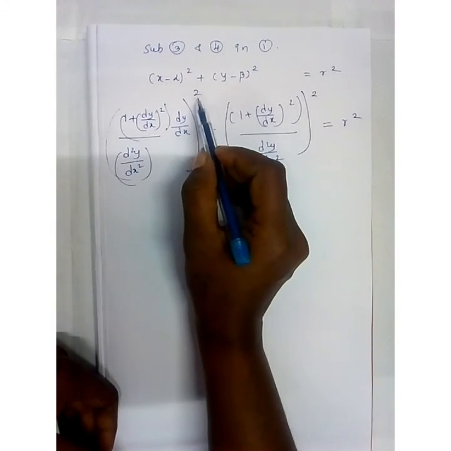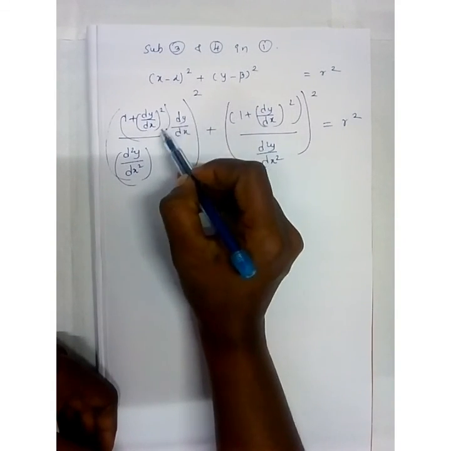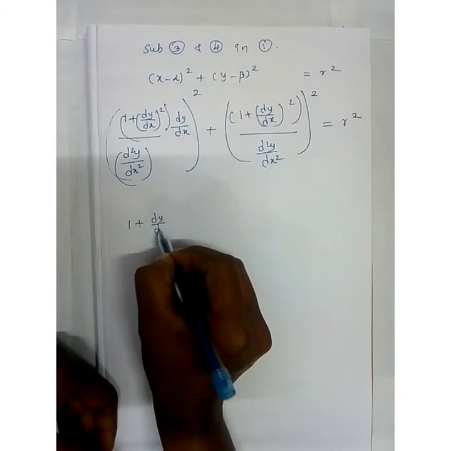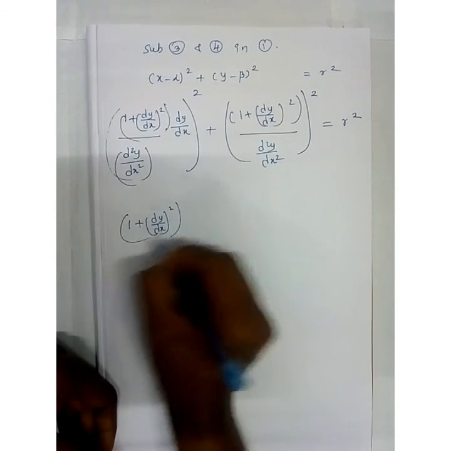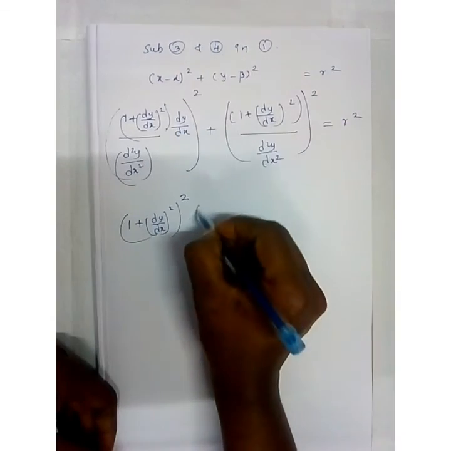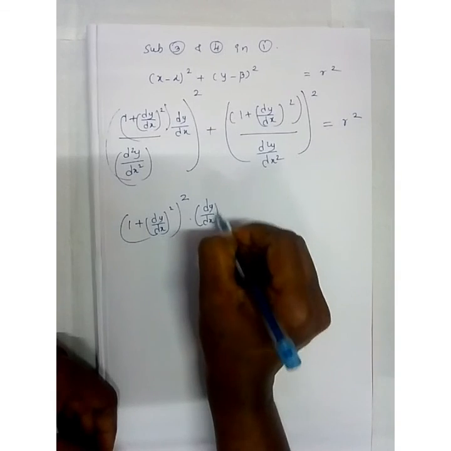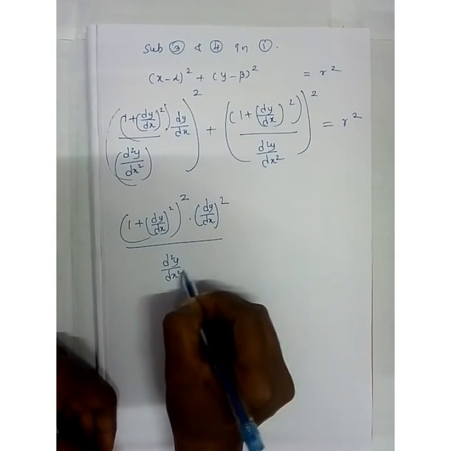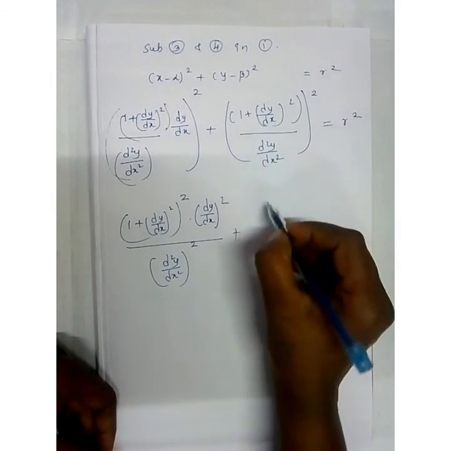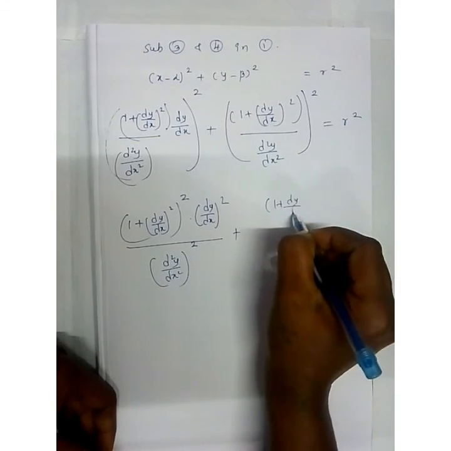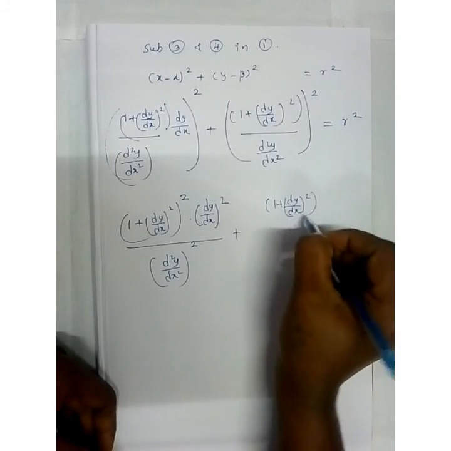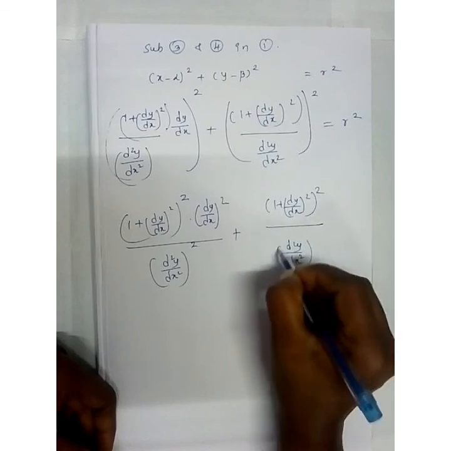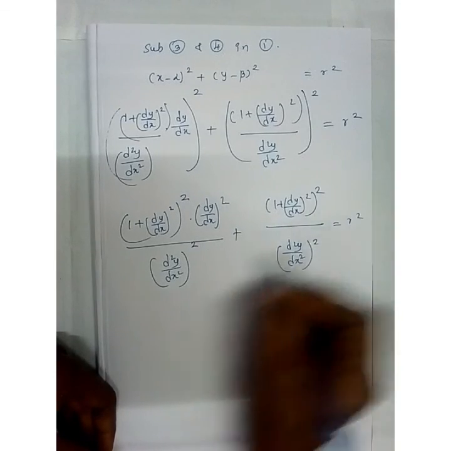Now I am going to give this power to both numerator and denominator. So it will become (1 plus (dy by dx) whole square) whole square, and for this also (dy by dx) whole square, divided by, for the denominator also, (d²y by dx²) whole square. Similarly (1 plus (dy by dx) whole square) whole square divided by (d²y by dx²) whole square, which is equal to r square.